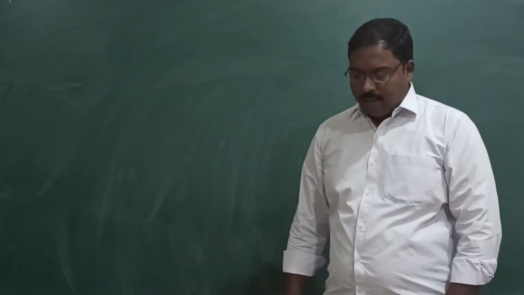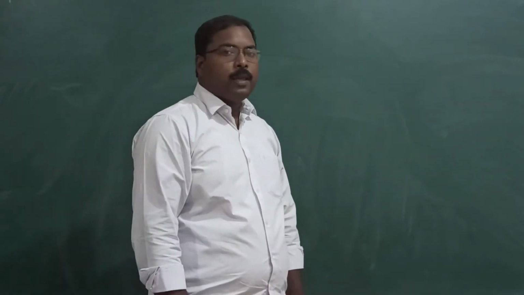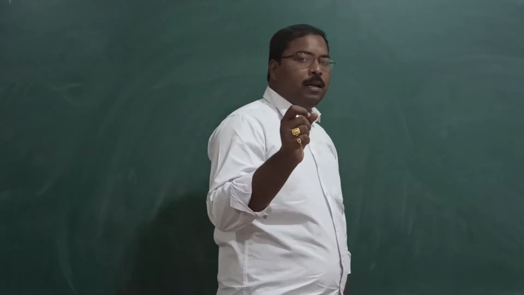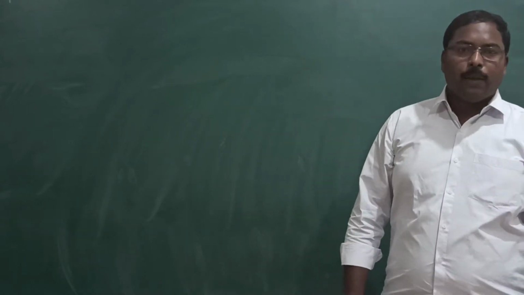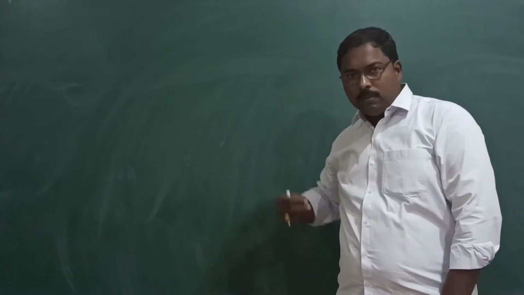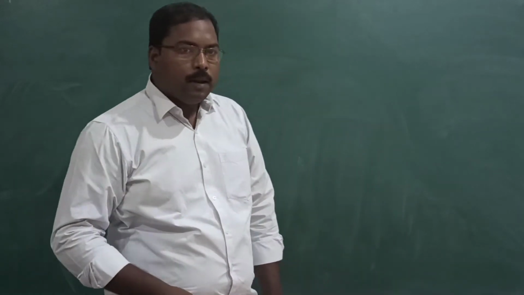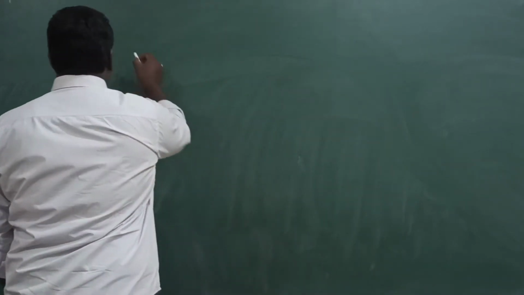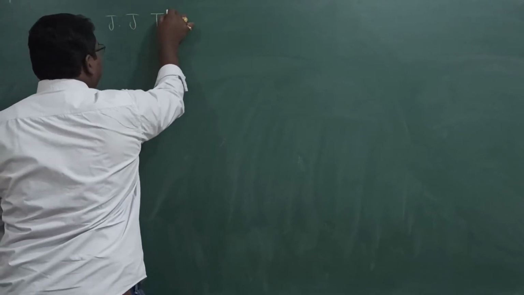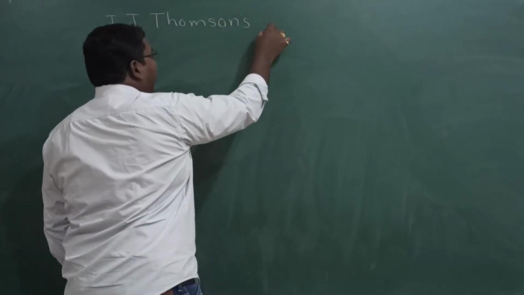Last class, we discussed Dalton's atomic theory. Now coming to the next atomic theory. We even discussed the drawbacks of Dalton's atomic model. Because of those drawbacks, the next theory was given by J.J. Thomson, which is known as J.J. Thomson's atomic model.